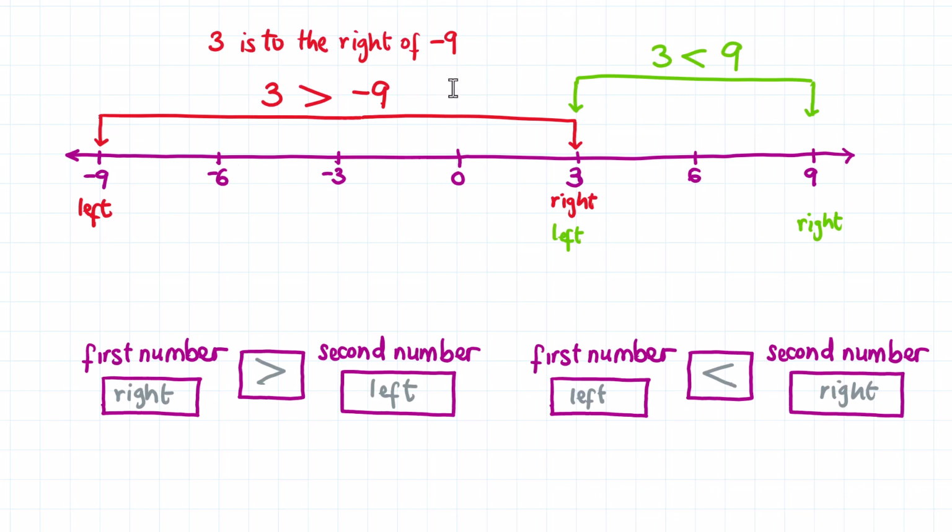Therefore, looking at the first example, we can write this in sentence form: 3 is to the right of -9. Therefore, 3 is greater than -9. As well as for the second example, where 3 is to the left of 9. Therefore, 3 is less than 9.